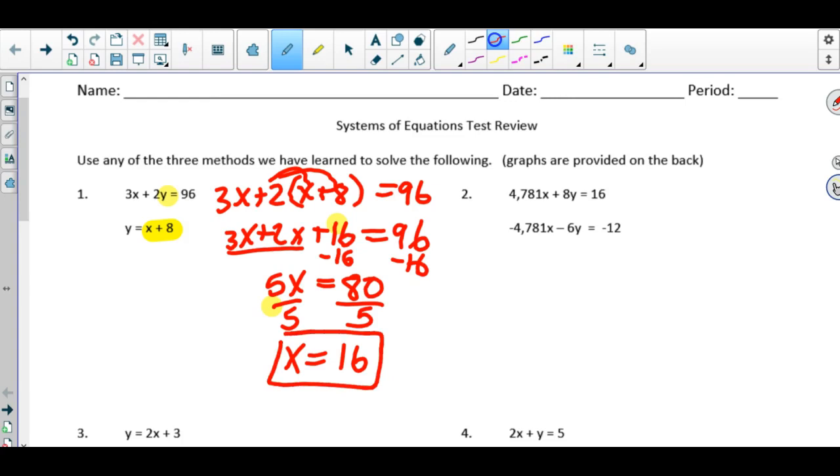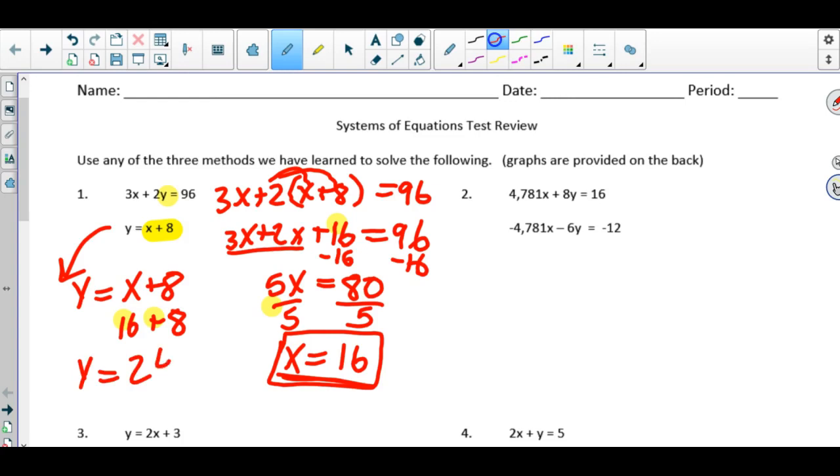That is half of your answer. The full answer has to be x and y. So, step 2, you're going to take y equals x plus 8, but we know what x is. X is 16. So we have 16 plus 8. And we end up with y equals 24.